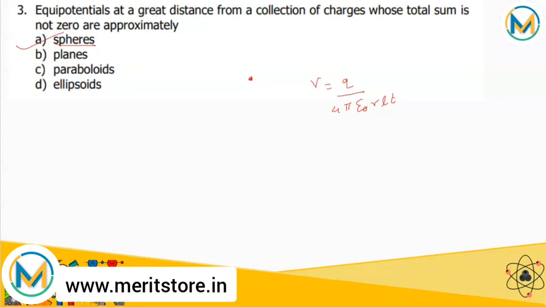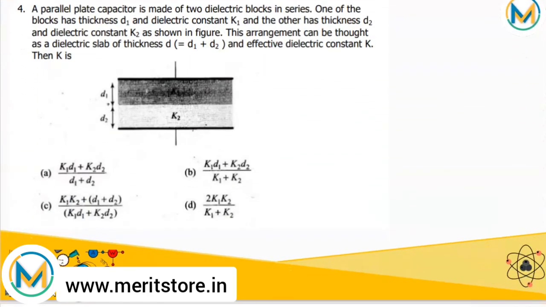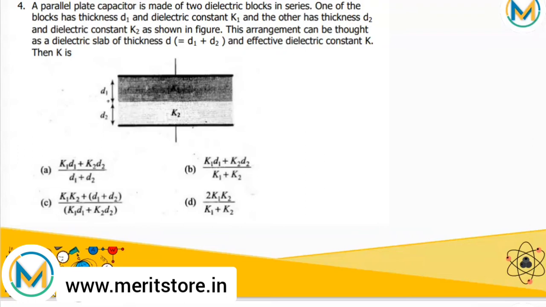Looking towards the next question. A parallel plate capacitor is made of two dielectric blocks in series. One of the blocks has thickness D1 and dielectric constant K1, and the other has thickness D2 and dielectric constant K2, as shown in the figure. This arrangement can be thought of as a dielectric slab of thickness D equals D1 plus D2. The effective constant K is to be found.